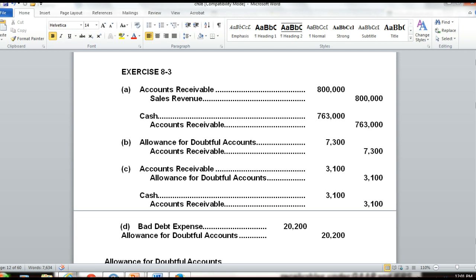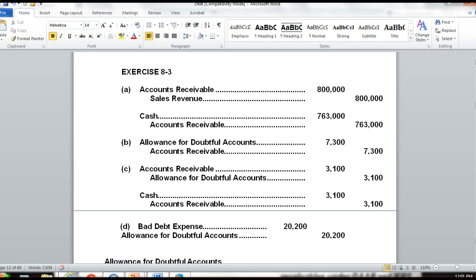Then there was an account that we did collect that we had initially written off, so we'll need to reinstate that accounts receivable for $3,100, credit our allowance for doubtful accounts for $3,100, and then receive the cash by debiting our cash for $3,100 and crediting that accounts receivable.